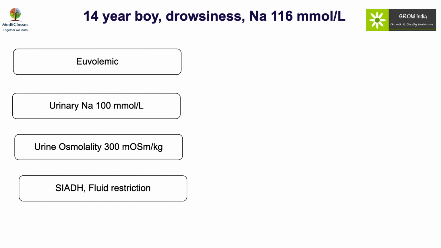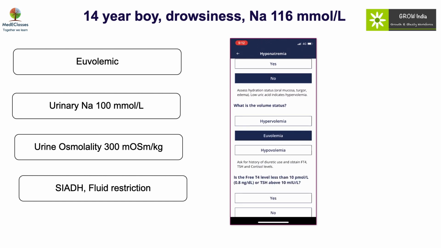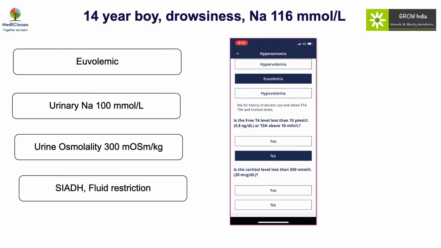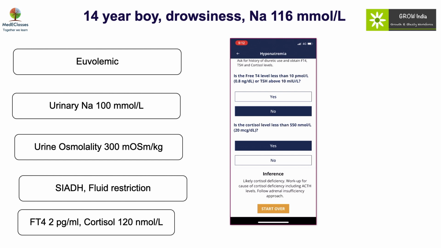Euvolemic, a urinary sodium level of 100 and a urinary osmolality high, diagnosed as SIADH. But if we really look at our algorithms, in a child who has hyponatremia, normal glucose, and who is euvolemic, you have to look at thyroid and cortisol. Importantly, if cortisol is less than 550, then you have to think of a possibility of ACTH deficiency. So consider ACTH deficiency despite the potassium being normal, and it should be excluded in everybody who comes to us with SIADH-like picture, and this happened to be an MPHD.